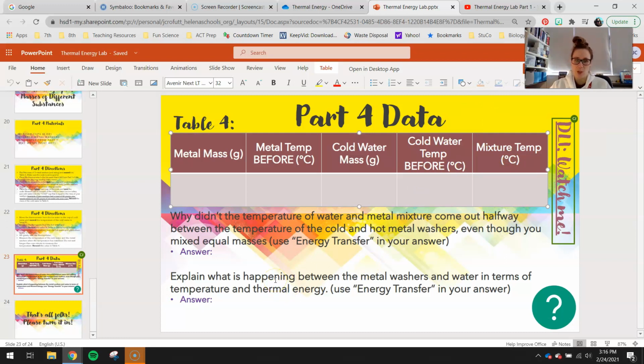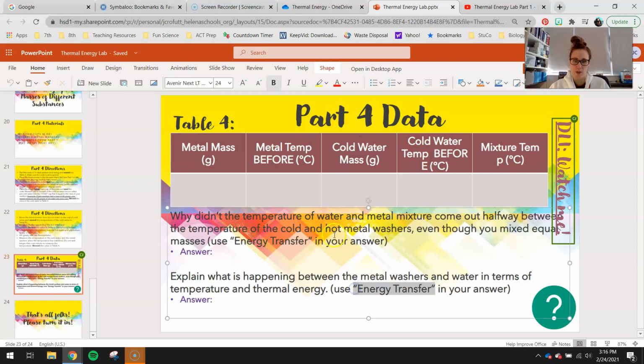And then, why didn't the temperature of the water and metal mixture come out halfway between the temperature of hot and cold? You might have seen in your first one that it comes out roughly halfway. So why was this different? Again, think about what we did in those thermal energy demos at the beginning of this unit. Explain what is happening between the metal washers and water in terms of temperature and thermal energy. Make sure for both of these answers that you use energy transfer somewhere in your answer, and not just saying Miss Crawford wanted me to use energy transfer in my answer, so here it is.